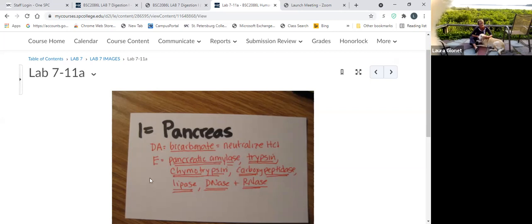Very, very acidic. But the pancreas produces multiple other enzymes associated with digestion. It produces pancreatic amylase, trypsin, chymotrypsin, carboxypeptidase, lipase, DNase, and RNase. What you should know right now is bicarbonate and some digestive enzymes. That's good.